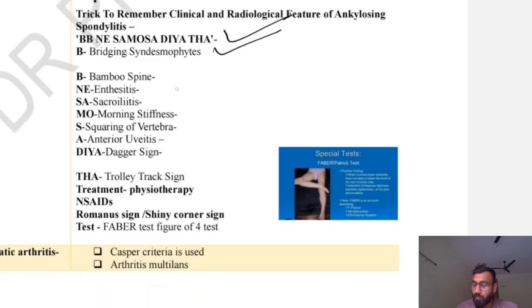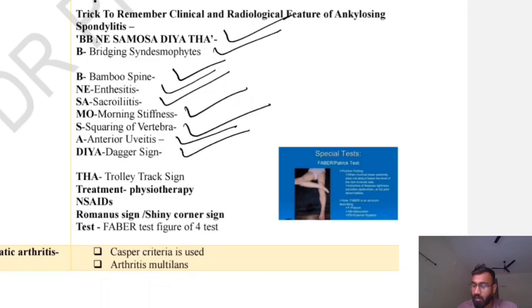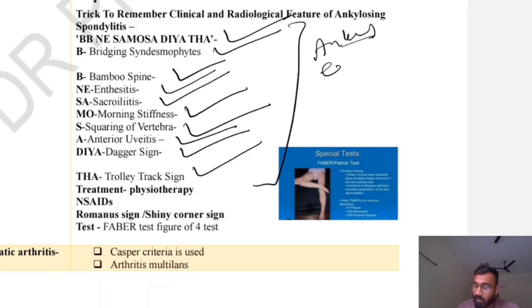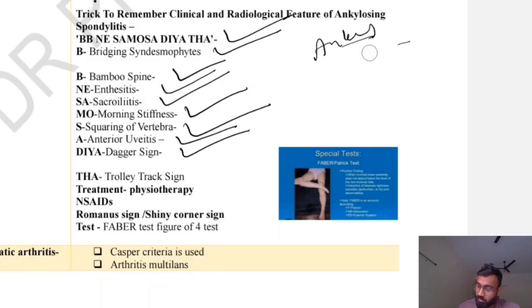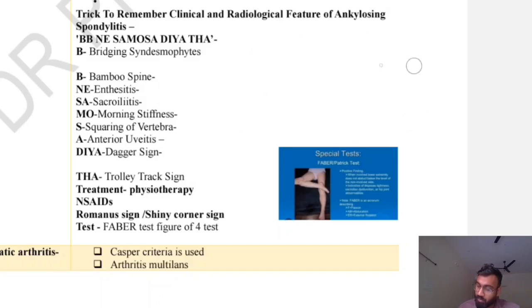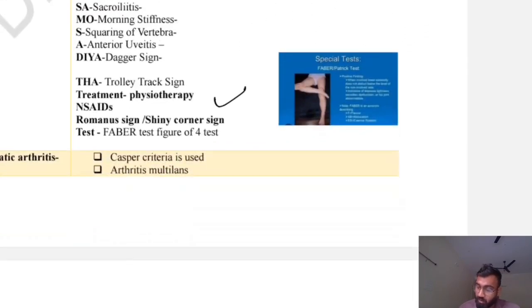B is for bridging syndesmophyte, B is for bamboo spine, enthesitis, sacroiliitis, morning stiffness, squaring of vertebra, anterior uveitis, dagger sign, trolley track sign. These all are seen in ankylosing spondylitis. In earlier stages, we used to recommend patients for physiotherapy. In late stages, we will manage the patient according to where it is affected. If the hip is affected, as in osteoarthritis, then we will go for THR, total hip replacement. Now, Romanus corner sign, these all are seen in ankylosing spondylitis.